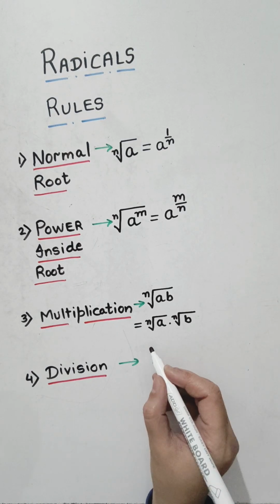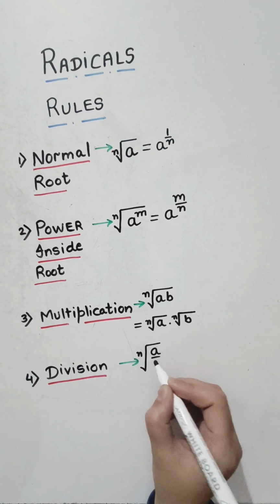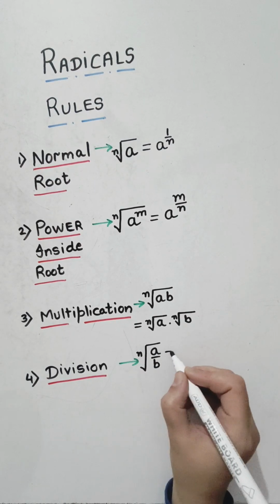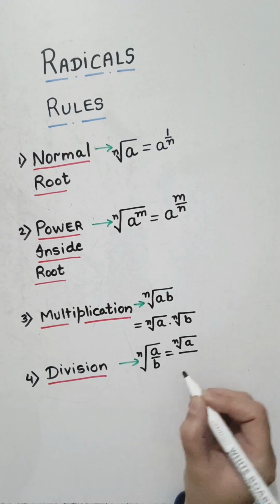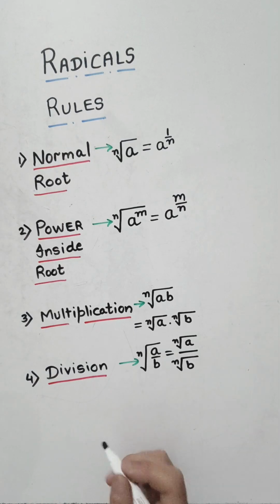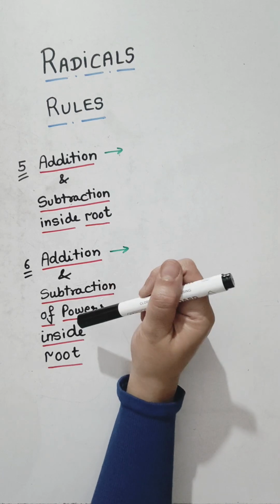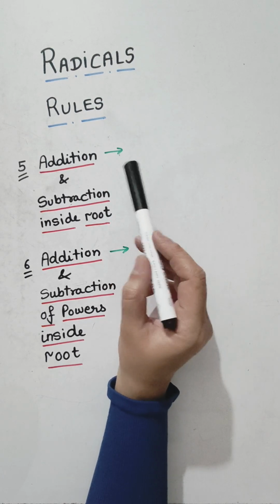If there is division, nth root of A by B can be written like nth root of A divided by nth root of B. There are two more radical rules. Fifth and sixth, these are most important. You must know these radical rules.